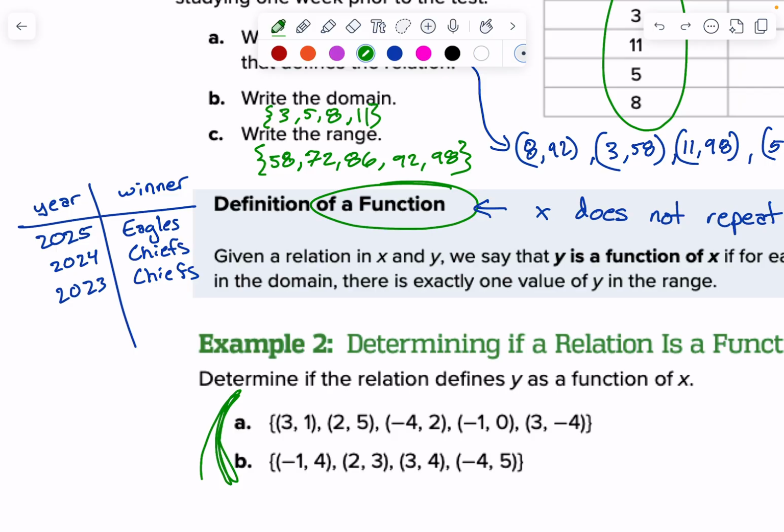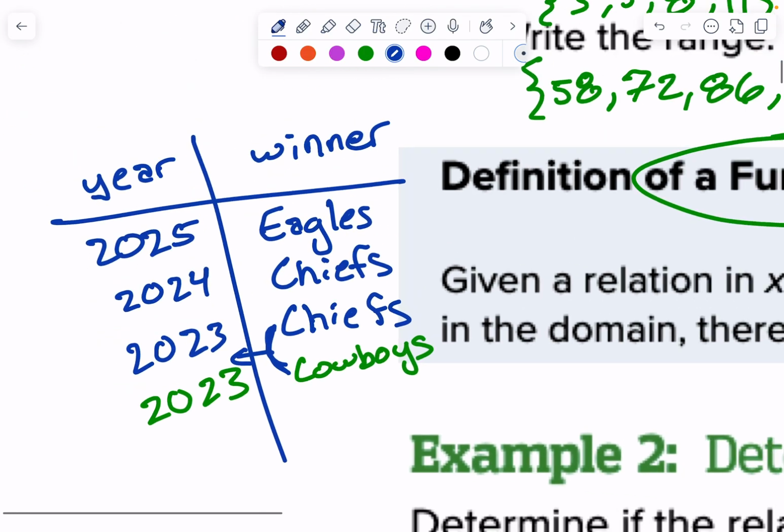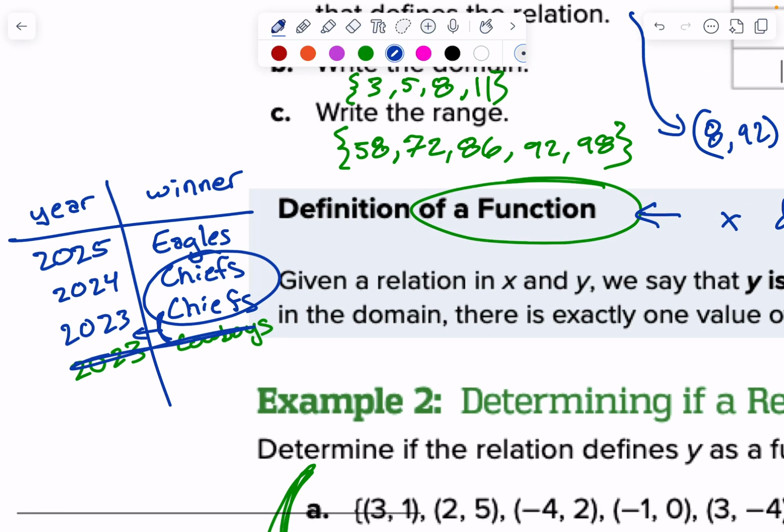But what can't happen is, let's say I had another 2023 and another team that would have played in the Super Bowl, like the Cowboys. They're not going to play in the Super Bowl, but anyway. That can't happen. I can't have 2 teams win in the same year. The x's aren't allowed to repeat. That's the independent variable, and that's not allowed to happen. I'm allowed to have the y's repeat, but not the x's. That's an illustration of how that works.